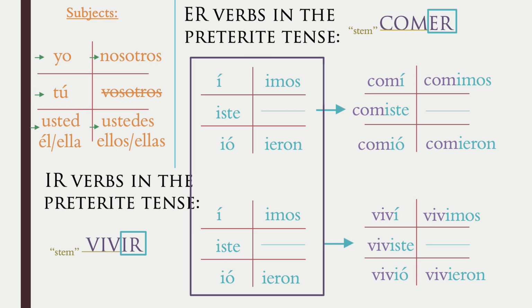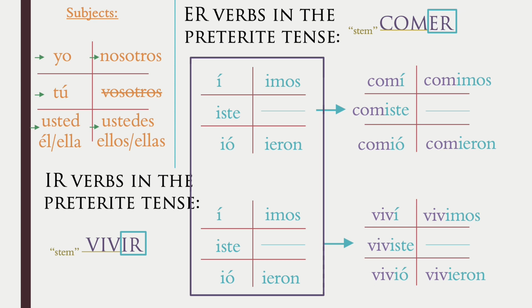Again, just notice those endings are exactly the same. Really convenient, makes it really nice so that you can remember the endings. You can sing the same song that you sing with AR verbs for the ER and IR. So I'll go ahead and do that for you here, just entertain you for a little bit. I'll sing one for comer and one for vivir.